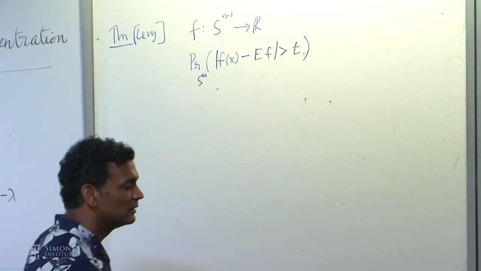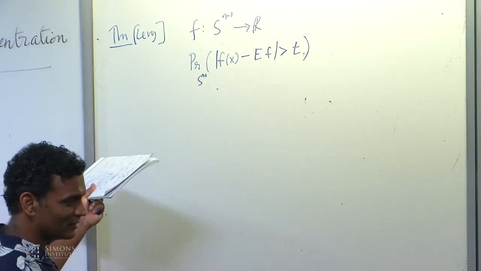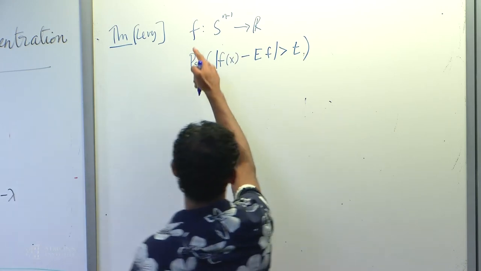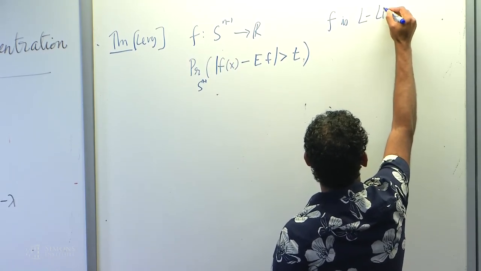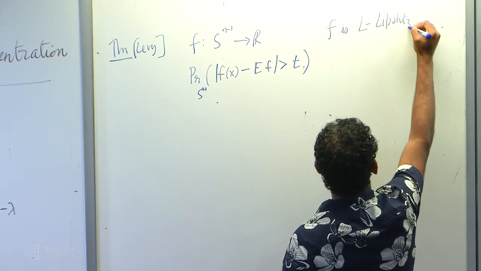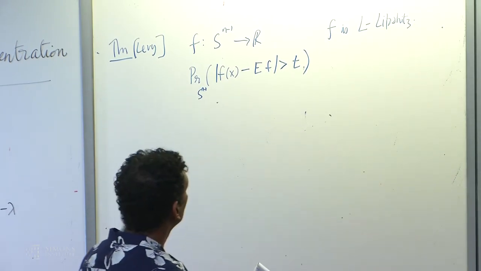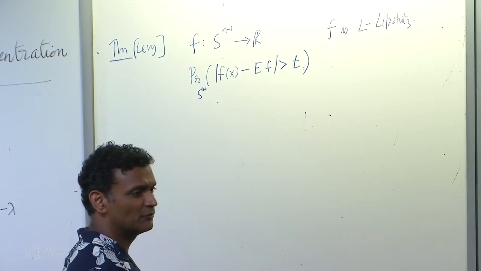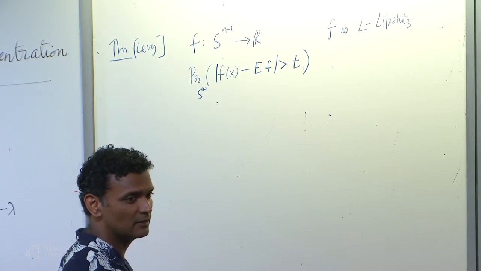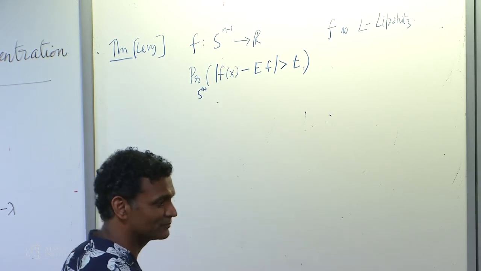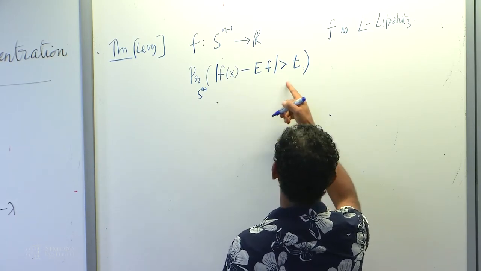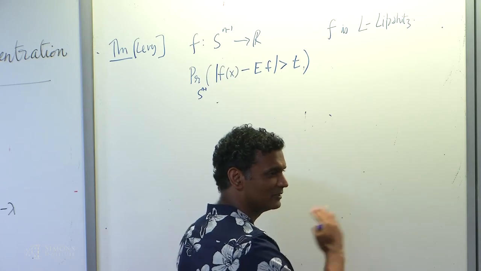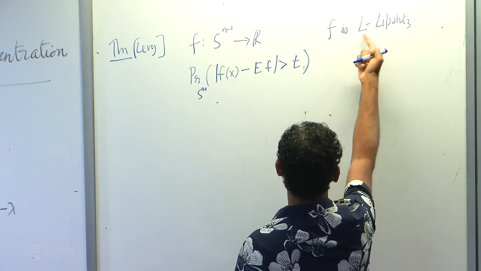Okay, now in general we can't say anything, but we will assume that the function f is L-Lipschitz. So if you change the argument by distance 1 in Euclidean norm, it will change by at most L. So for example, length on the sphere is 1-Lipschitz.